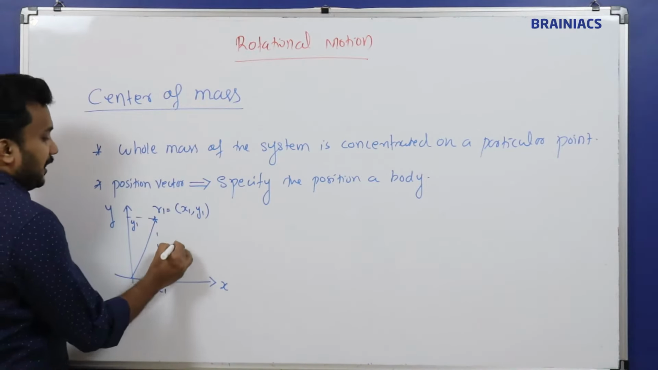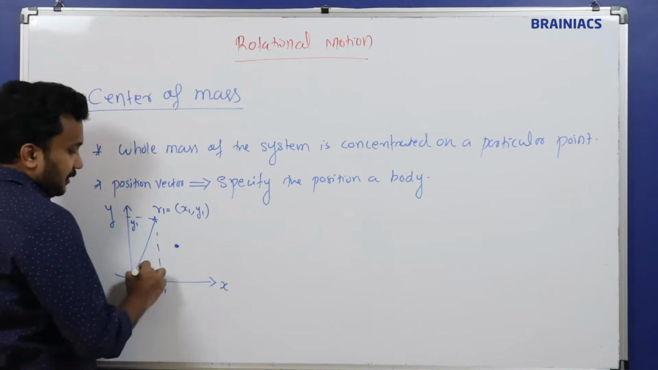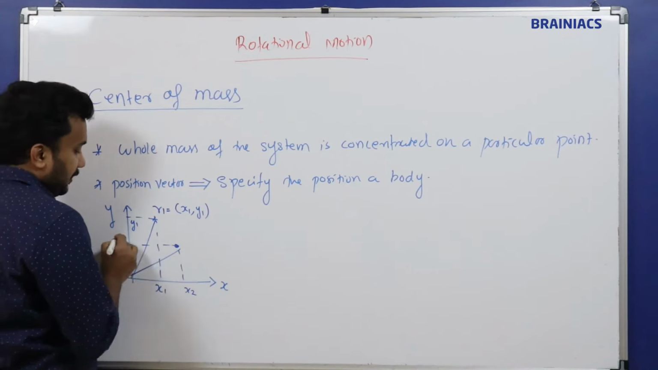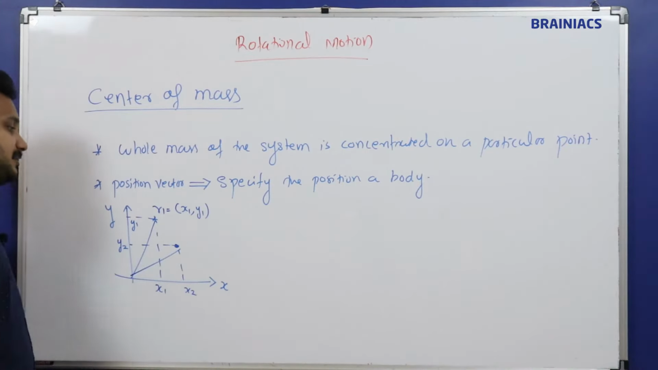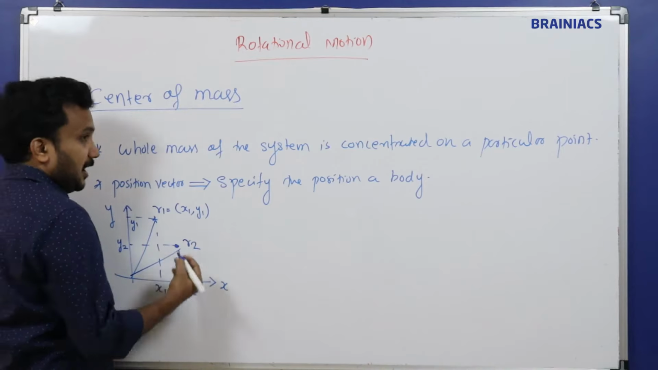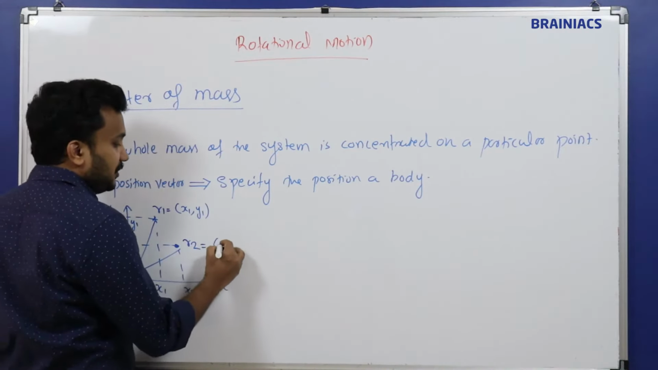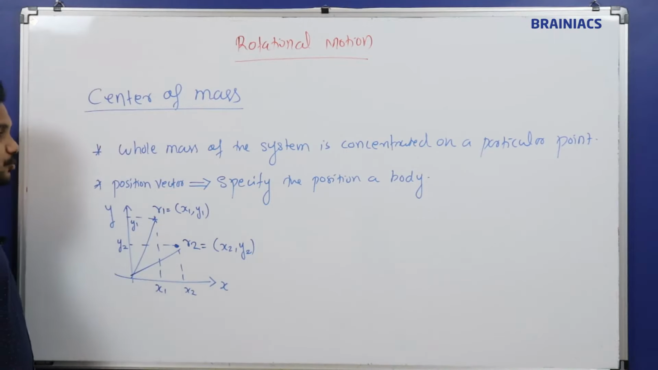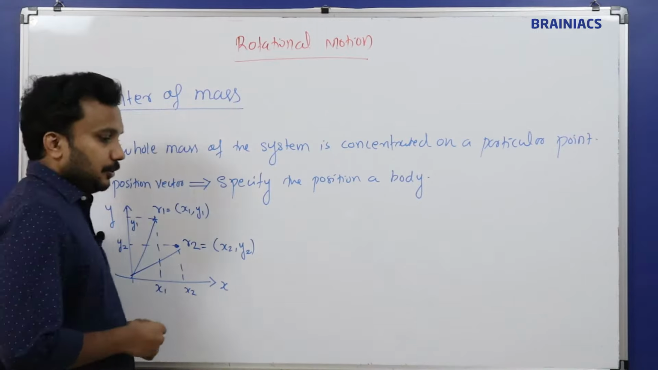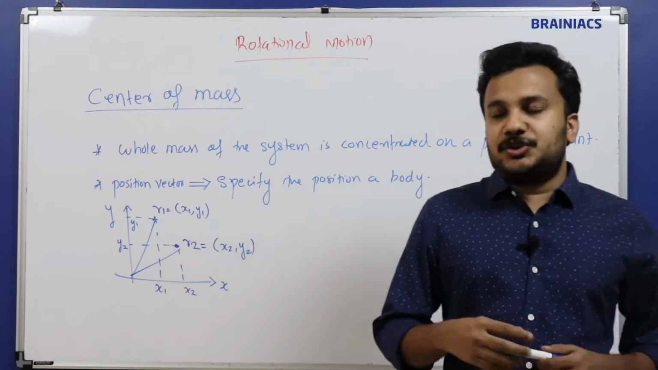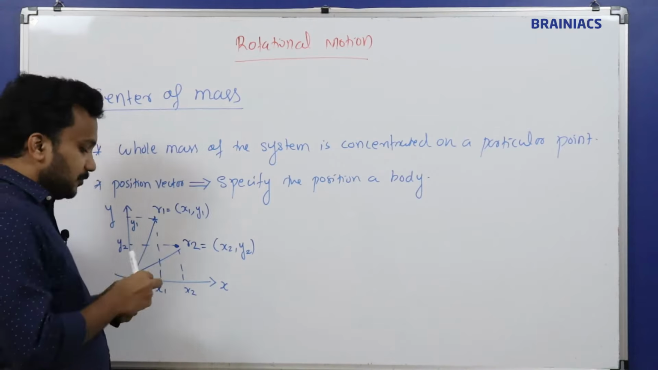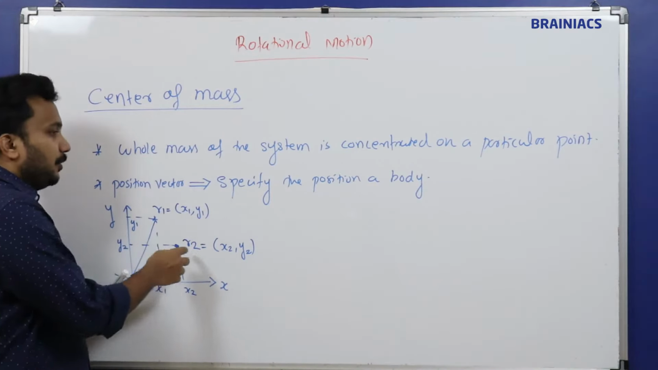Suppose you have another object located over here, at a distance of x2 meters from the origin along the x-axis and y2 along the y-axis. Its position coordinates are r2, which is equal to the ordered pair x2 comma y2. In physics, every object has a position coordinate which specifies its position. So here the objects have position coordinates r1 and r2.